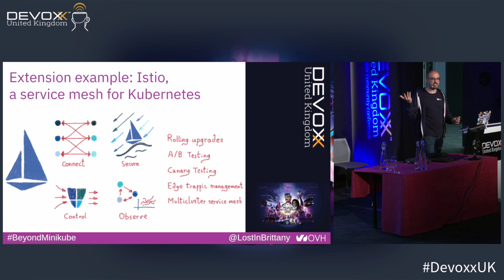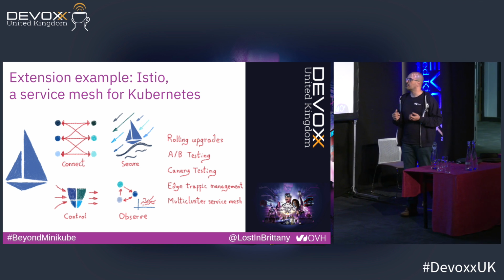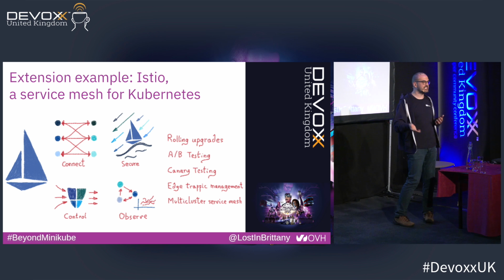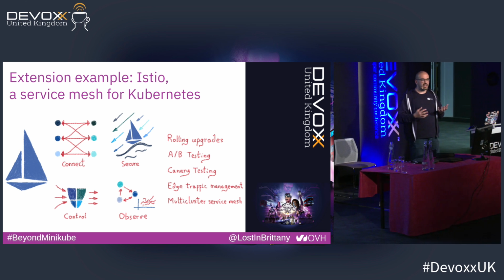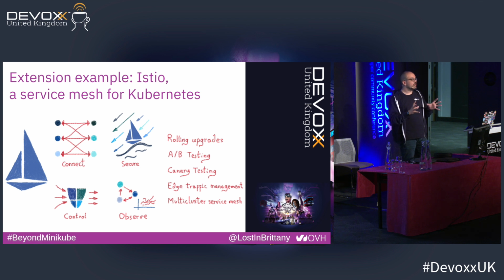For example, Istio will get you for free things like full monitoring and logs, encrypted communications, point-to-point communication, allowing you to say who has the right to communicate with who. You are going to be able to do in a very, very simple way complicated things like rolling upgrades, A/B testing, canary testing. So all that with your Kubernetes cluster only by adding some new module.